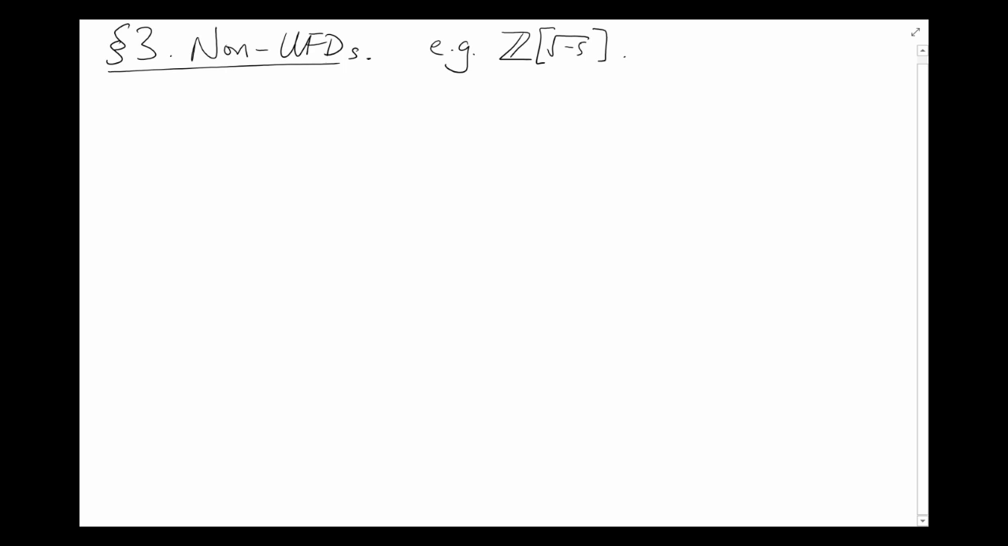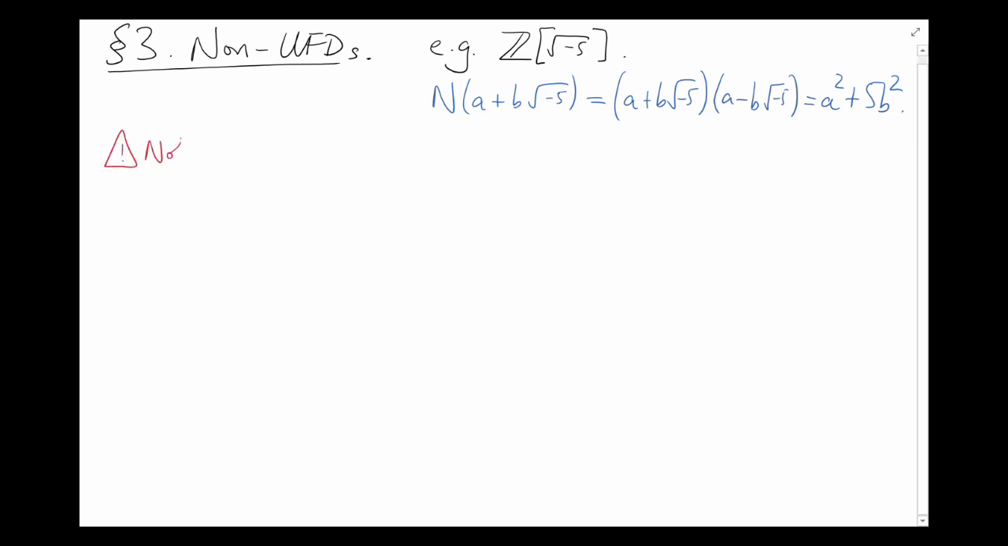Section 3. Non-unique factorization domains. The story is similar here, but a bit trickier, so I'll just state how it works in a specific example without any kind of justification, and I'll leave you with a reference to somewhere to read more. Let's look at Z adjoin root minus 5. I'll just start off by reminding you that the norm of an element a plus b root minus 5 is the product of its two embeddings into the complex plane, that's a plus b root minus 5 times a minus b root minus 5, which comes out to a squared plus 5b squared.